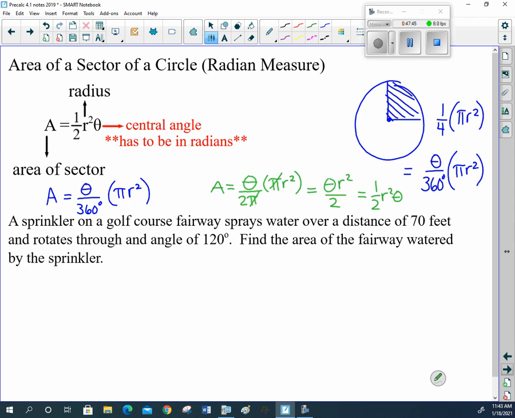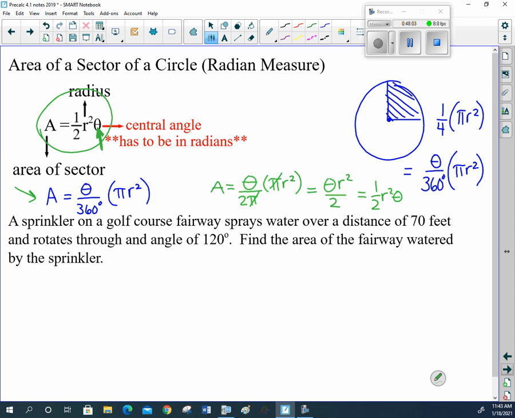So that's one you can use if they give this, but you have to remember if you're going to use this formula, because this looks a little cleaner maybe to remember, this has to be in radians. Has to be in radians. Otherwise, you have to use this formula down here.